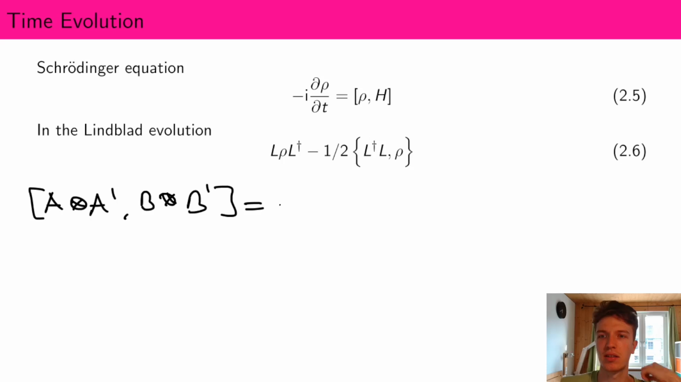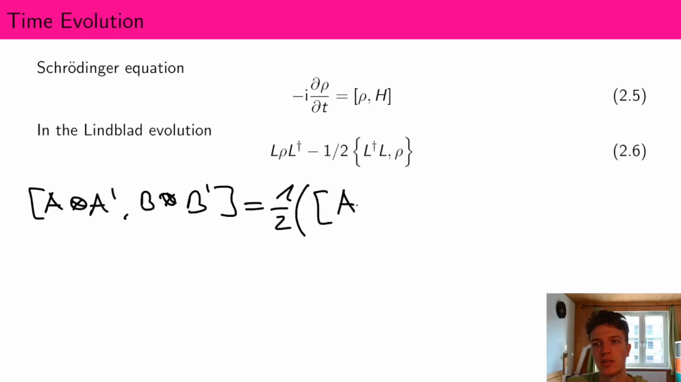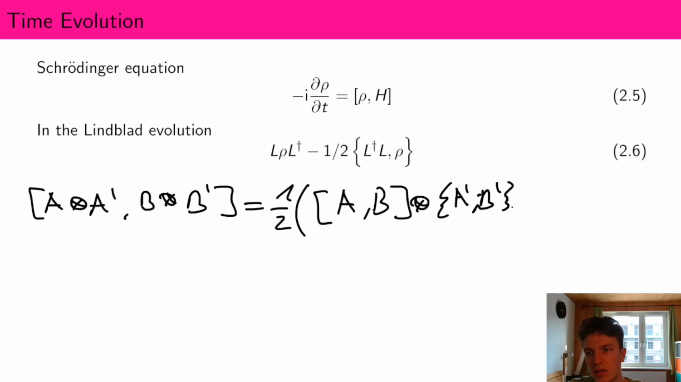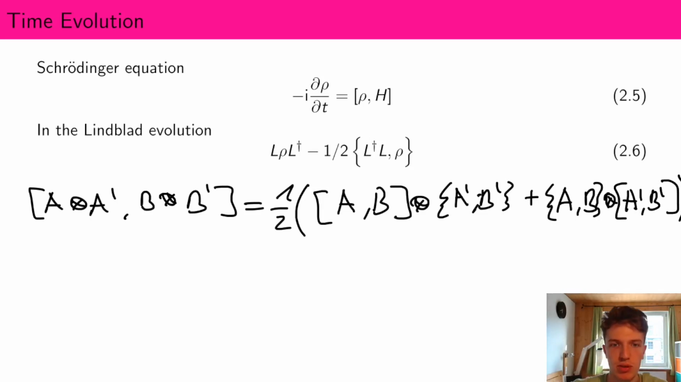then we get 1/2 times the commutator tensor the anticommutator plus the anticommutator tensor the commutator. And a similar recursion relation holds for the anticommutator.